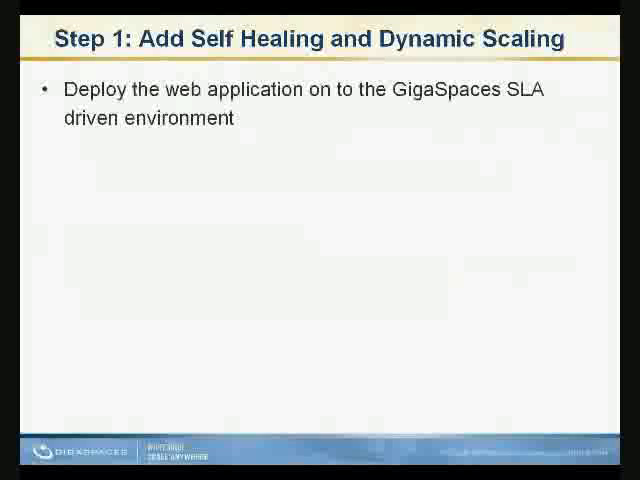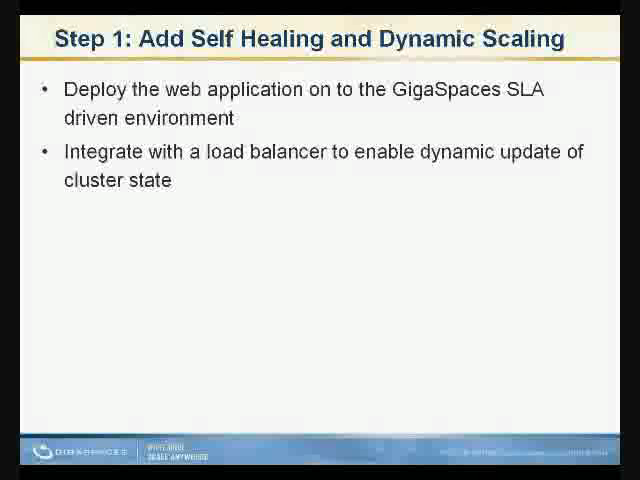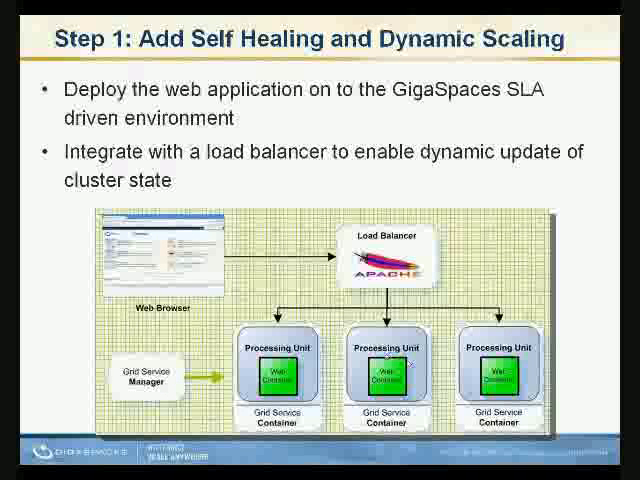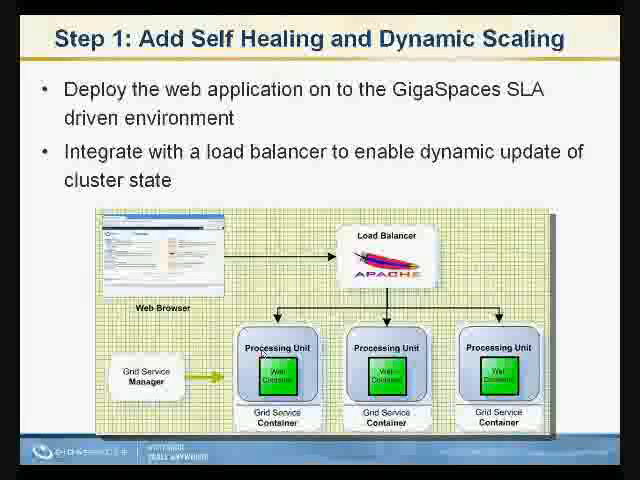So let's see how we add self-healing and dynamic scaling. If we look at the picture here, what you could see is this classic architecture of load balancer and web containers. Note that we've wrapped the web container with something that we call a processing unit, which is basically a container of containers. The container of containers will enable us to add elasticity to the web containers and add an SLA-driven language for deploying the application on these web containers. So that's the first wrapper that we add to the application.